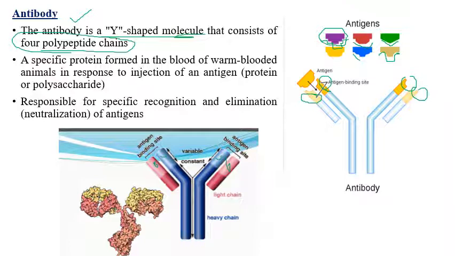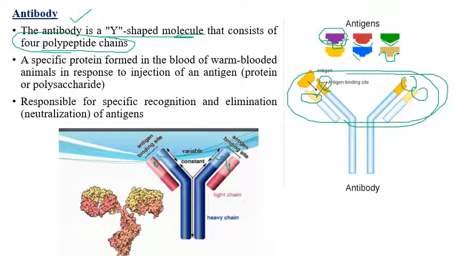These are also called antigen binding sites, because the antigen comes in contact with them and binds on the specific sites with the specific epitope region. So these sites are called antigen binding sites. It is a specific protein formed by warm-blooded animals, especially humans.